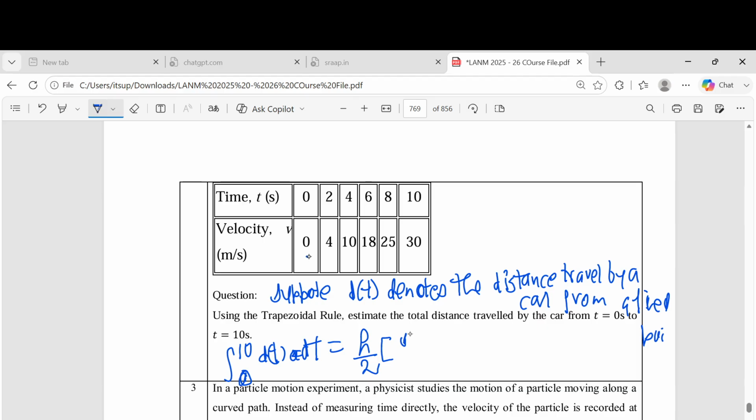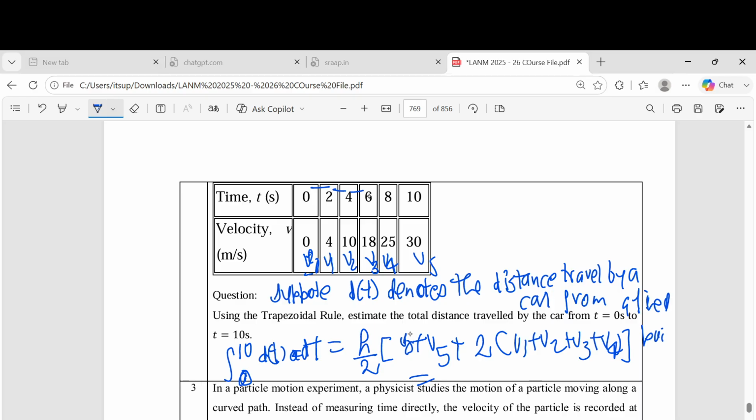This is velocity, okay? Suppose this is V0, V1, V2, V3, V4, V5. So for the first and last point, first we add V0 plus V5 plus 2 times the remaining points, means V1 plus V2 plus V3 plus V4. So what is the h?